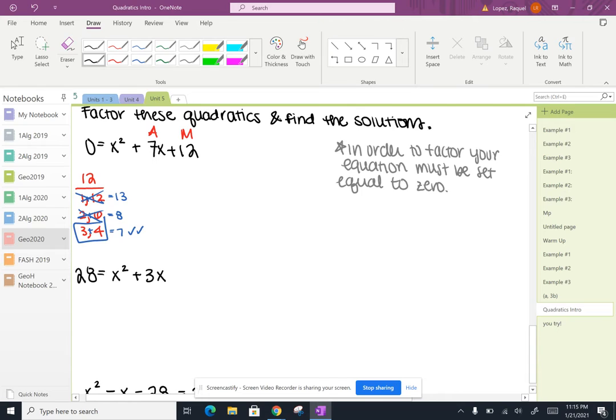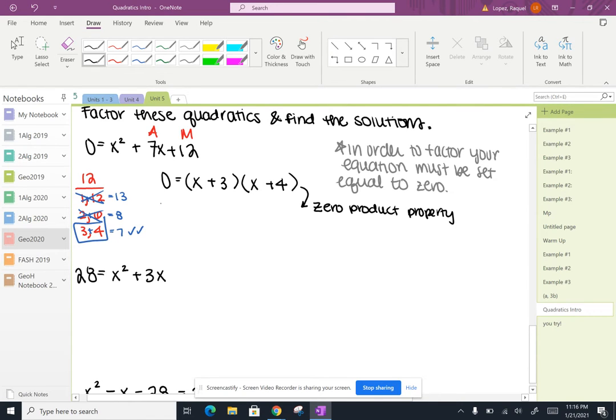So to plug them into our factored form, we're going to write our two sets of parentheses. Remember, an x goes in front of here, and an x goes right here. And since 3 and 4 are both positive numbers, I'm going to write plus 3 plus 4. And that's it. We factored it. This is our factored form of the equation. So from here, now we use the zero product property.